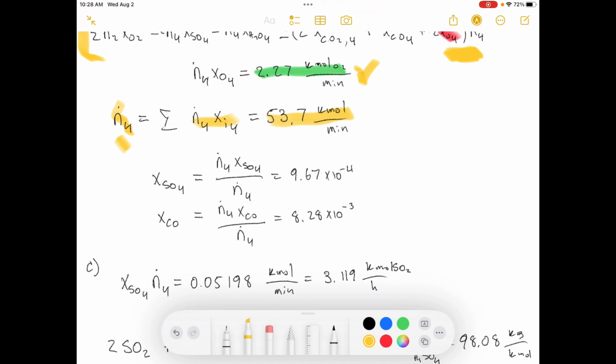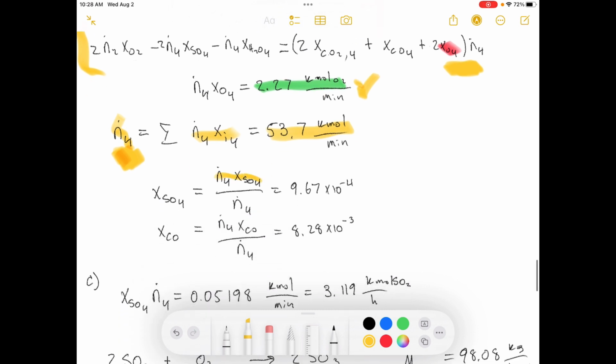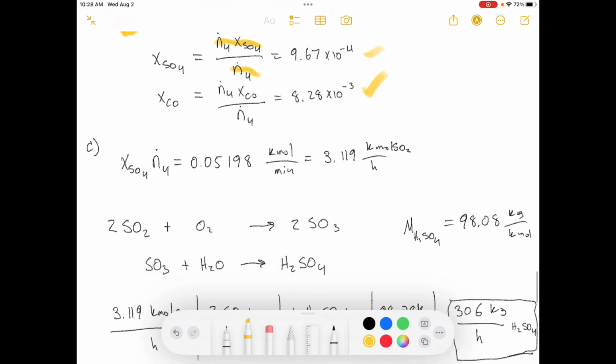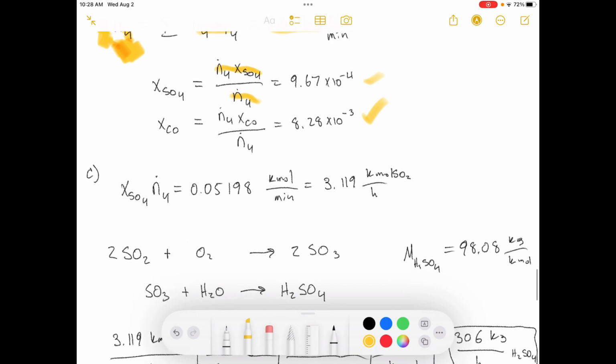Since we know this value now, we can figure out what the mole fractions are. So you just take the value that we solved for and divide it by the total number of moles. Now we have the mole fraction of sulfur dioxide in the stack and the mole fraction of carbon monoxide in the stack. And that's what they asked for in part B: what are the mole fractions? So that's the answer to part B.